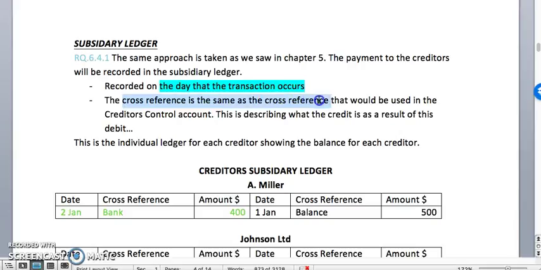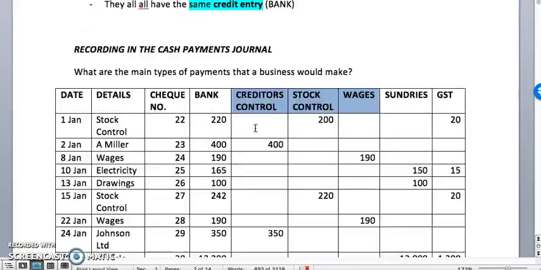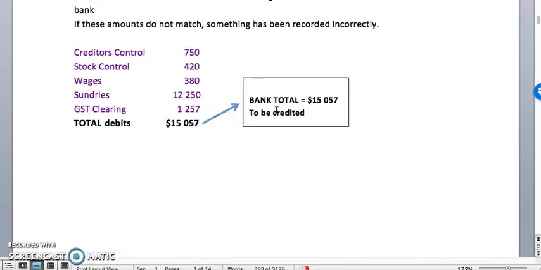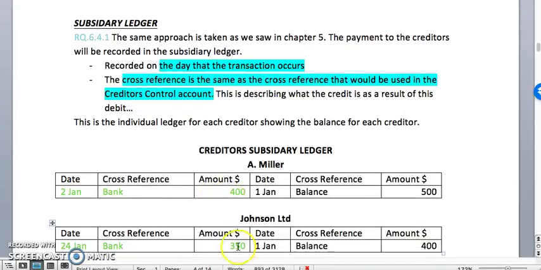Our cross-reference is the same as the cross-reference that will be used in the creditor's control account. So it's still going to be bank. It's just dividing up what's in that creditor's control account to all the individual creditors of this business. So this one only had two, 400 and 350 to A. Miller and Johnson. So if we go back up here, we've got A. Miller, 400, Johnson, 350. So we can see that it matches up perfectly here. 400 down, 350 down. And that's all for the cash payments journal.